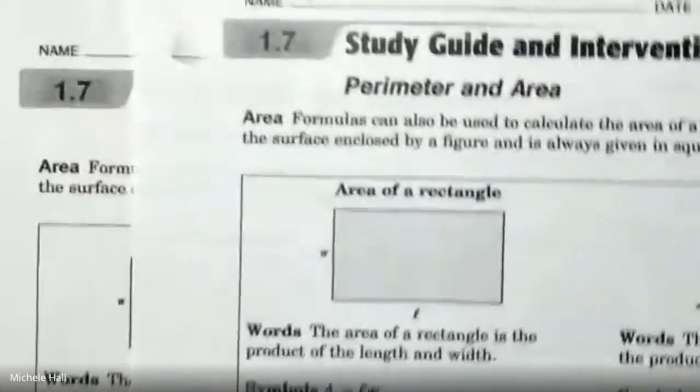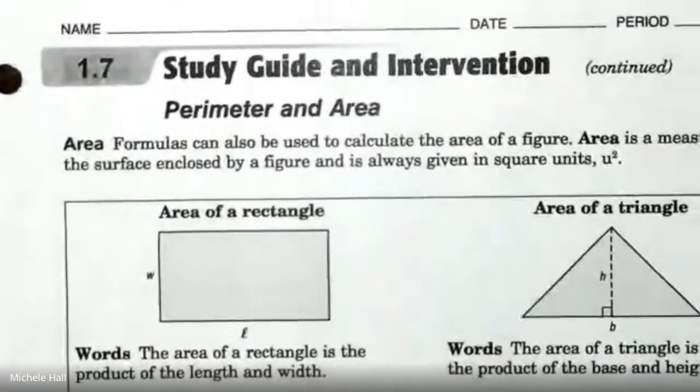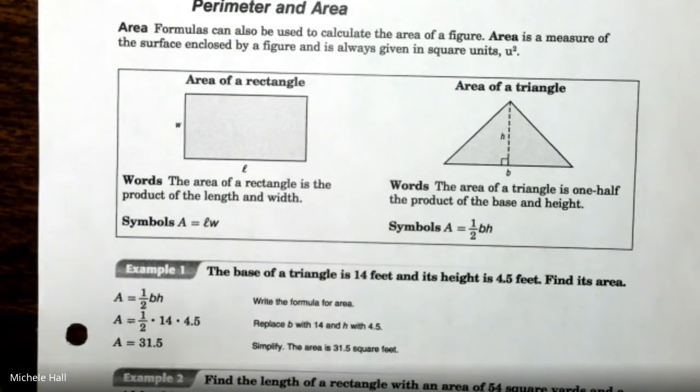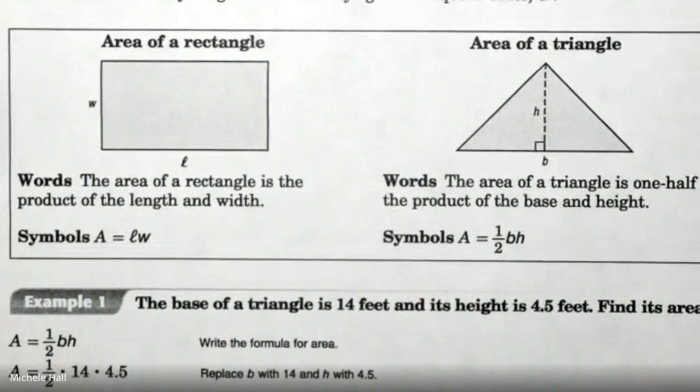Going up to 1.7. We're using a study guide to go over the notes. You may want to have some highlighters out. All right, we're looking at area of a rectangle. Let's just go over the basic formulas.